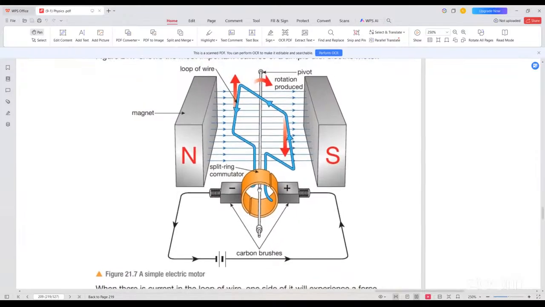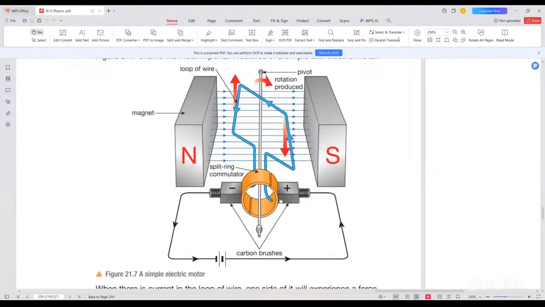Okay. So here you can see this split ring. That is being attached with a loop of wire like this, right? So once you switch on the circuit, there's a current going through the circuit like this, and it reaches the carbon brushes.